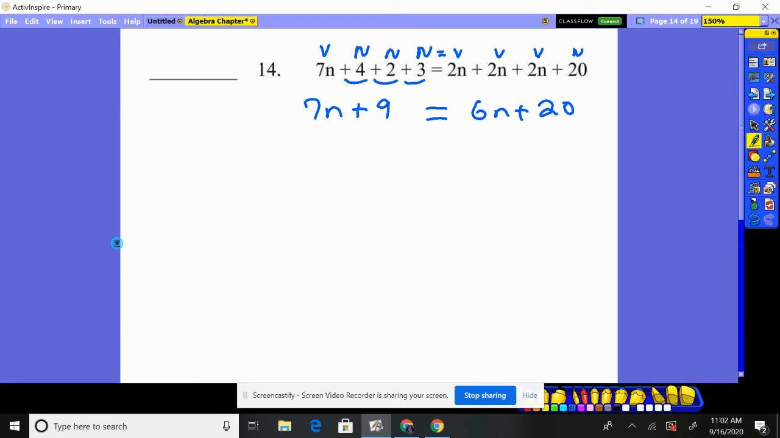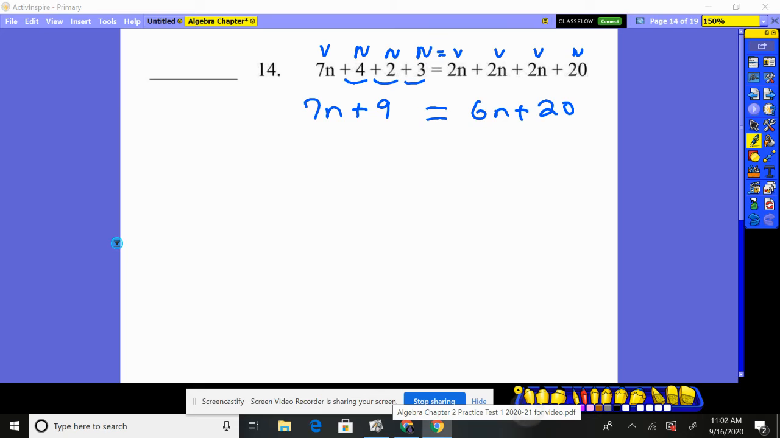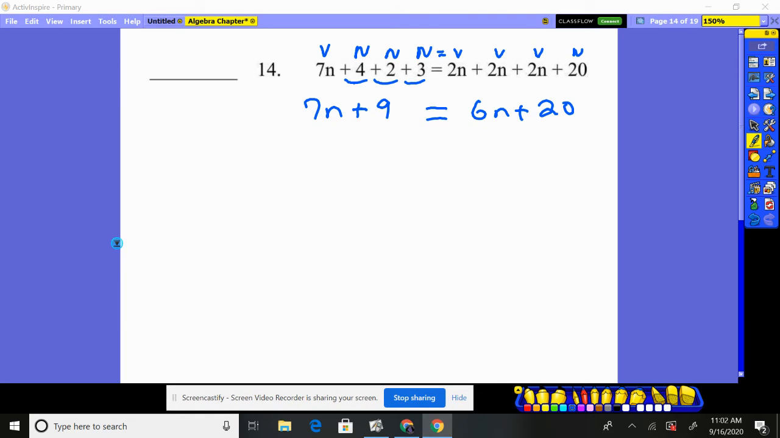Get all your variables on one side, get all your numbers on the other. So in this case, what am I going to do? Well, I'm going to move my variable. I have 6n and 7n. I'm going to move the smaller variable. I'm going to move that 6n over.